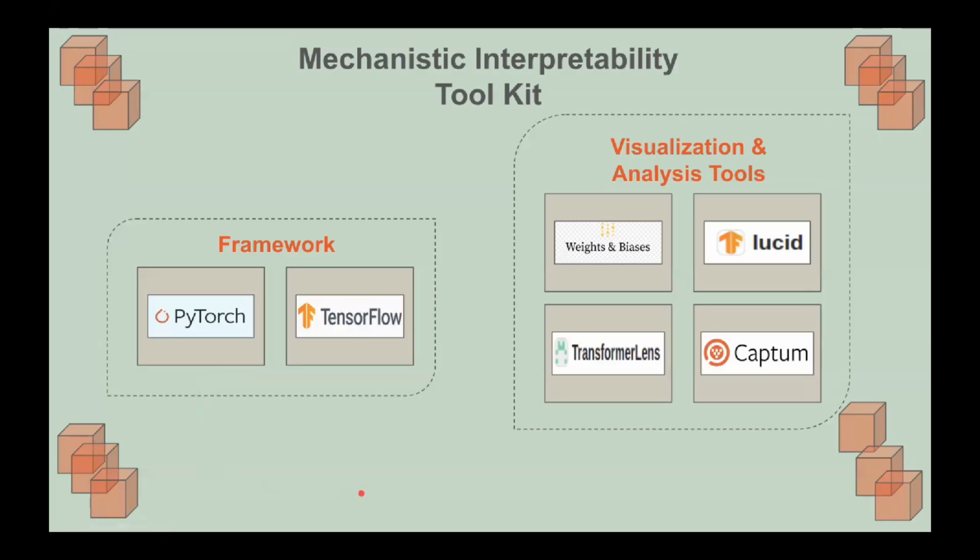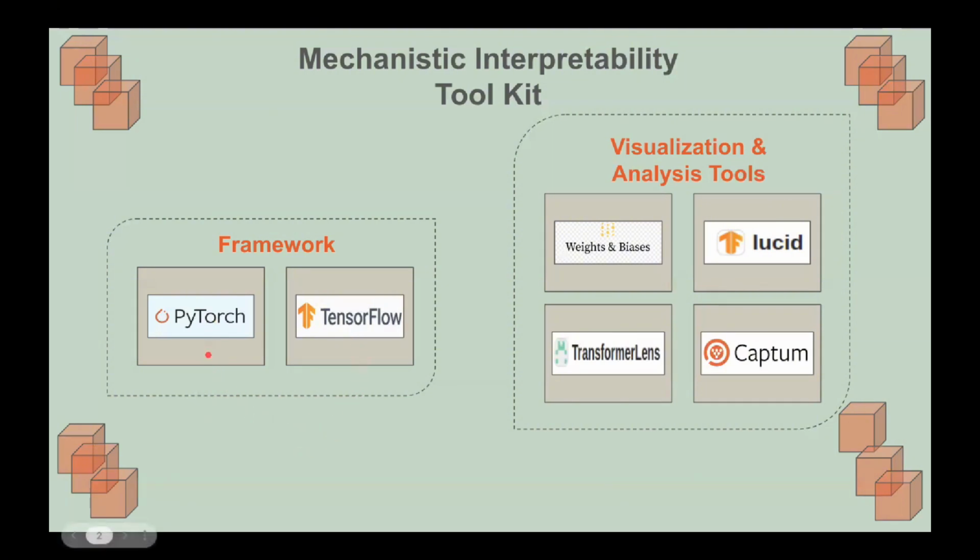So as of September 2024, if you're interested in doing research in mechanistic interpretability, you will likely use a combination of these deep learning frameworks and these specialized tools designed for understanding and analyzing the internal workings of neural networks. So under frameworks, we have PyTorch and TensorFlow.